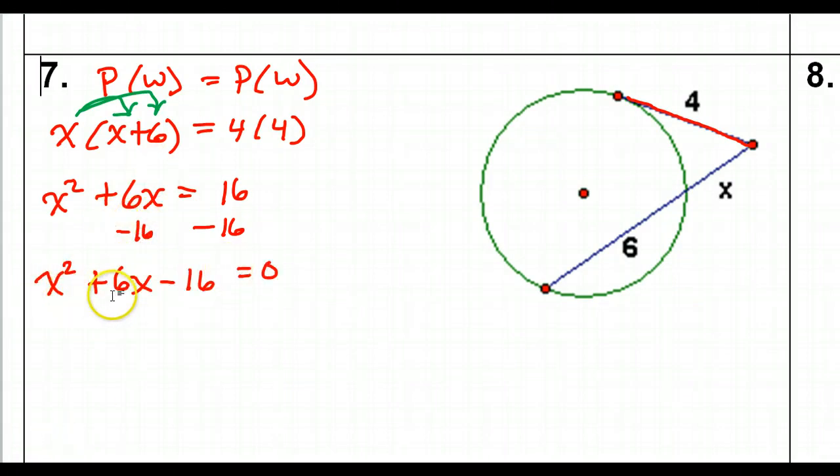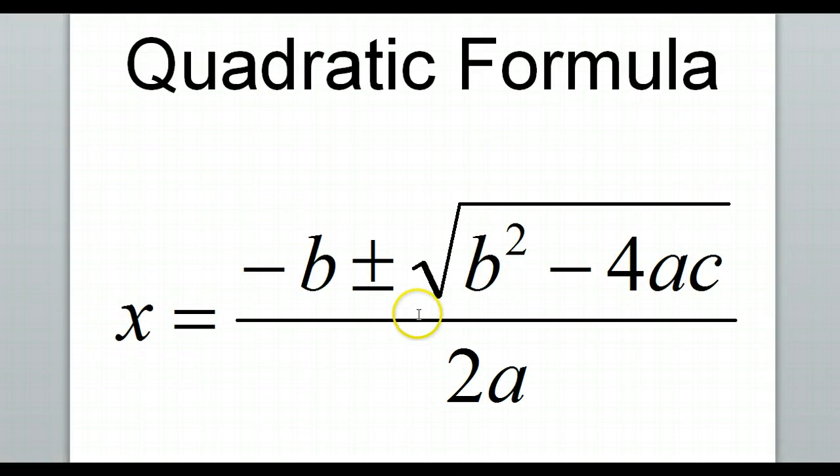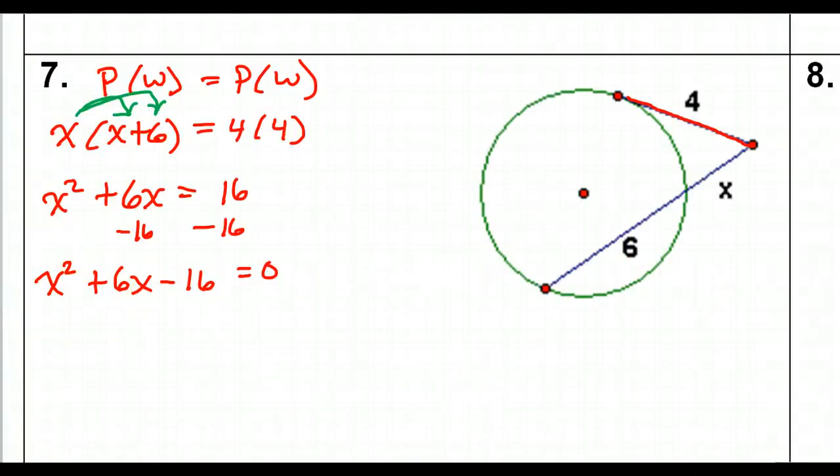So we have x squared plus 6x minus 16 equals 0. And it's time to use the quadratic formula. So this is the quadratic formula. Our variables are a, b, and c. And we're just going to substitute. So we just need to know what a, b, and c are so we can do this. So it's pretty straightforward, of course. The coefficients, a, b, and c.